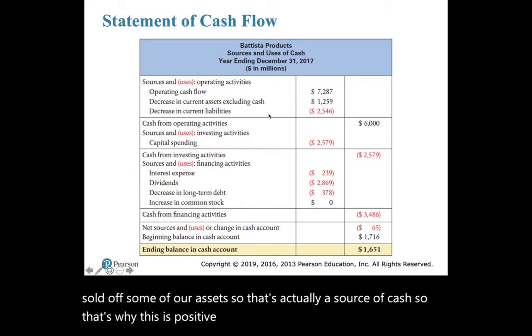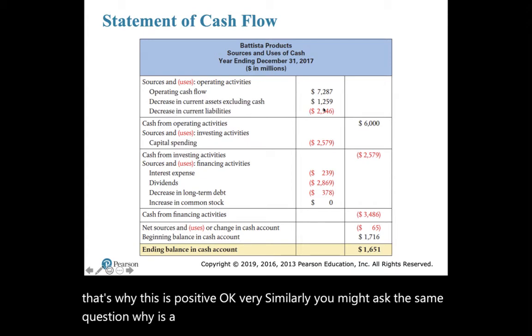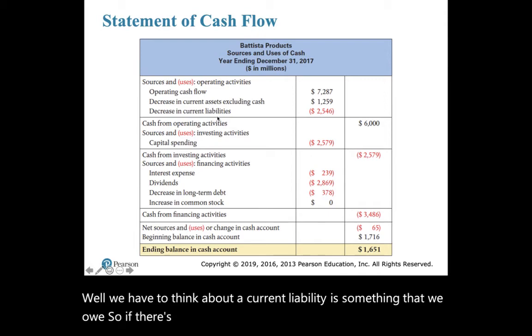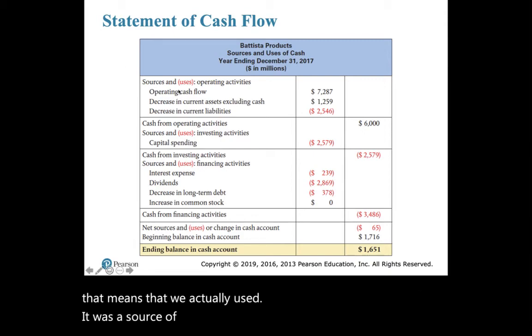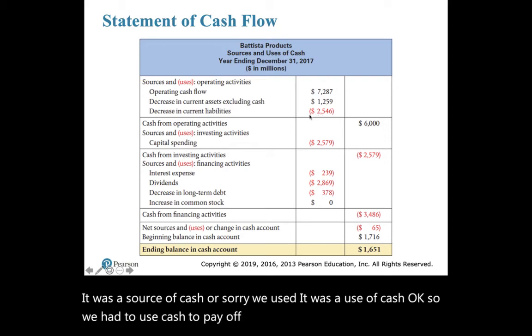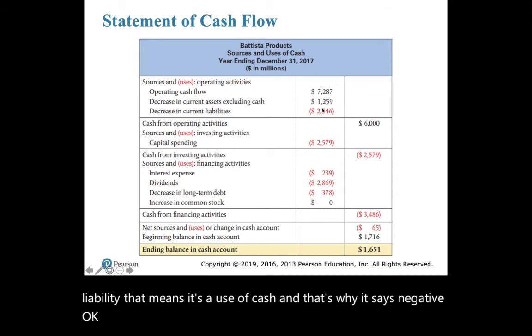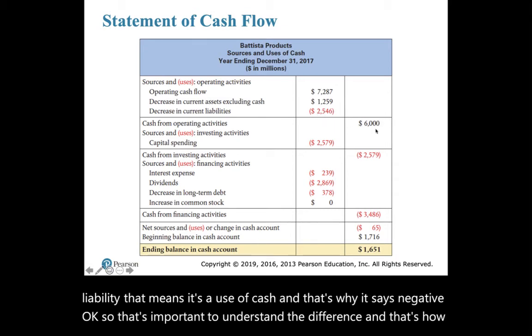Very similarly, you might ask the same question, well, why is a decrease in current liabilities also not positive? Well, you have to think about a current liability as something that we owe. So if there's a decrease in current liabilities, that means it was a use of cash, okay? So we had to use cash to pay off that liability. So if there's a decrease in liability, that means it's a use of cash, and that's why this is negative, okay? So that's important to understand the difference, and that's how we arrive at this figure here, okay?